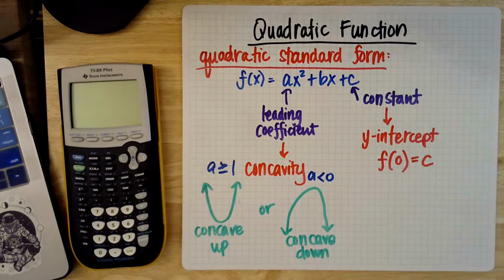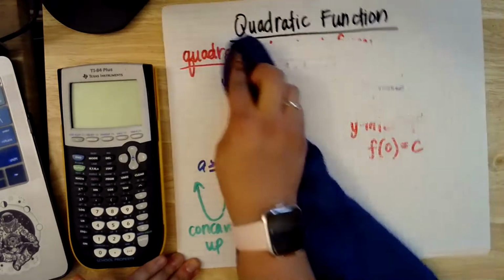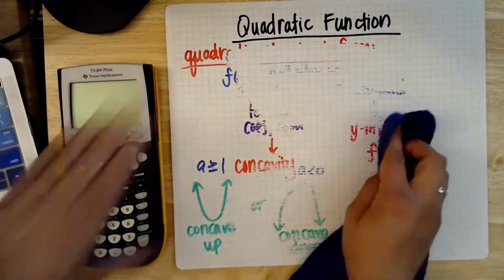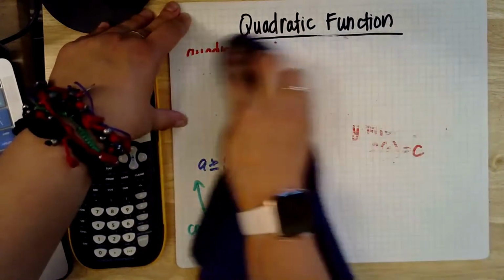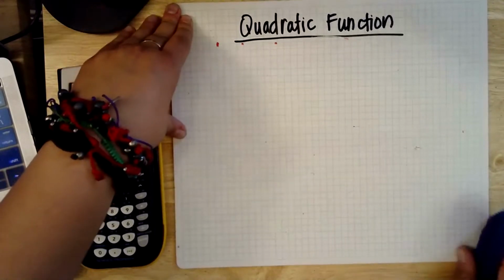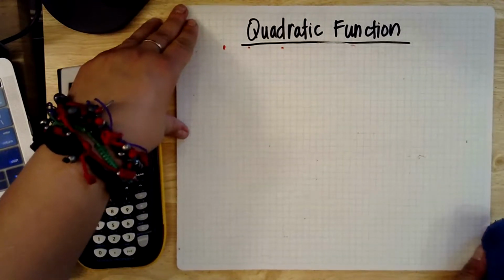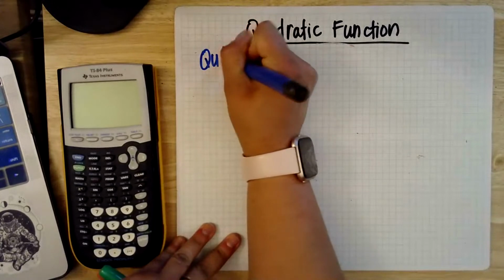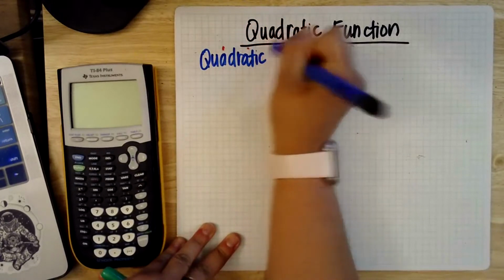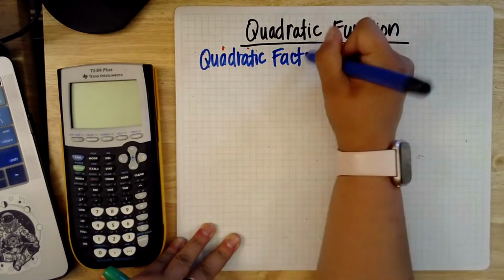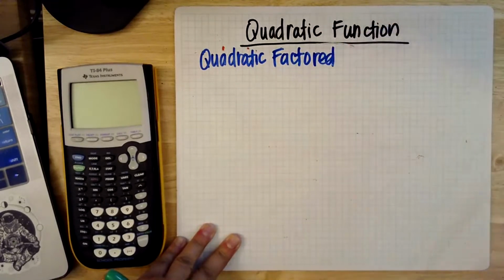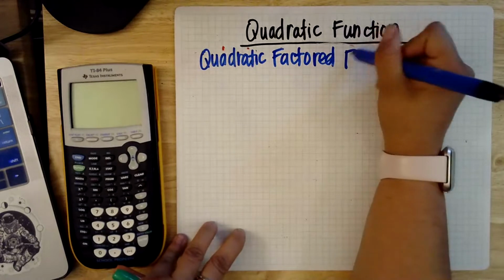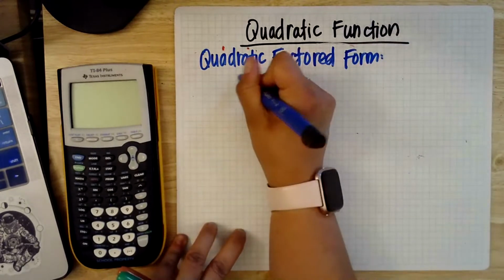I'm going to move on to my next format. Here I go with quadratic factored form. So the next form I have is called quadratic factored form. And if you saw my factoring method video, it's because this one looks like this.